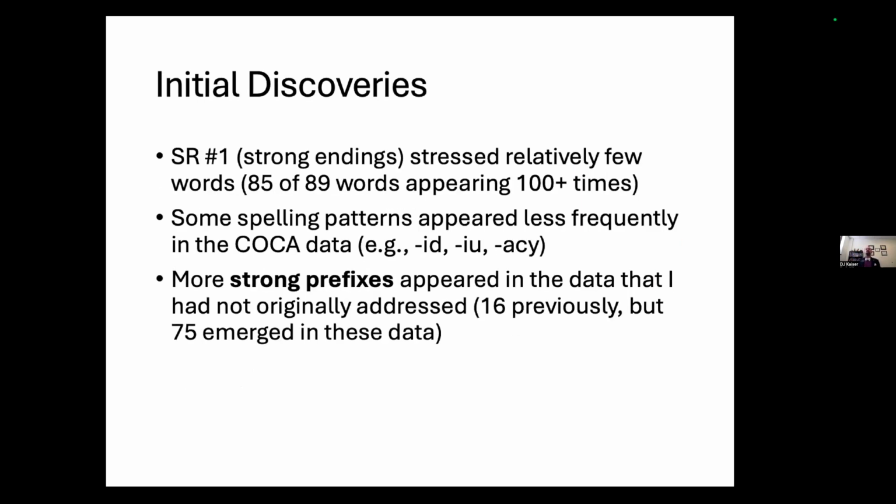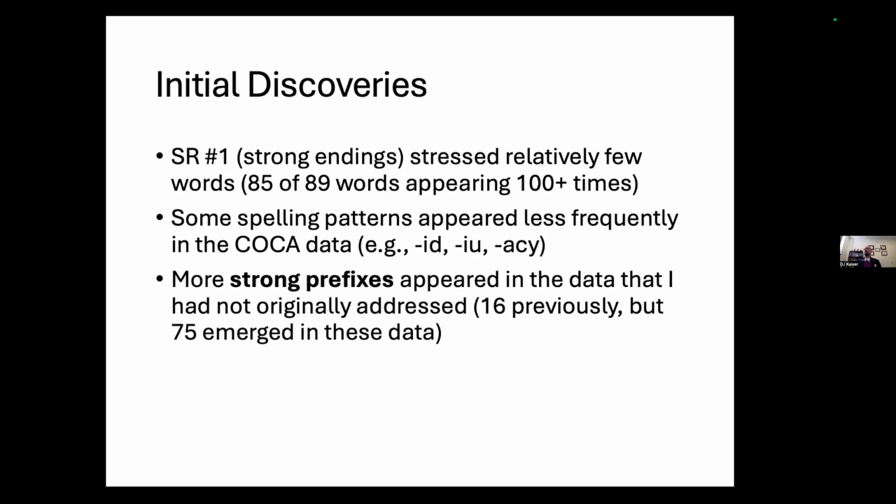So initial discoveries was that my stress rule number one, the strong endings, stressed relatively few words. So there were 89 words that appeared 100 times or more, and 85 of those were stressed by this stress rule. So I had to make a decision. Do I use this stress rule anymore for my book? And then some spelling patterns appeared less frequently in the COCA data. So words ending in ID, so the IU spelling pattern and the ACY spelling pattern.